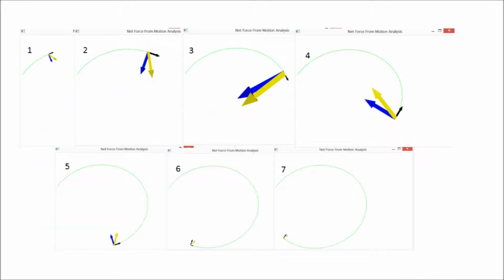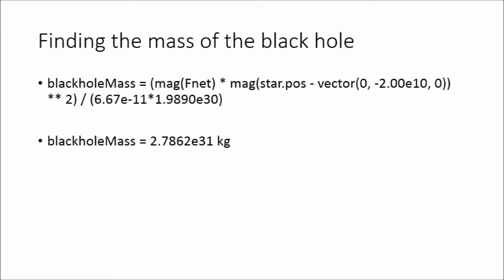As I ran the code, you see as the arrows get bigger, the forces are increasing because the distance between the star and the black hole is decreasing. Then the arrows get smaller as the star moves away from the black hole. The yellow arrow represents the net force, the blue arrow represents the perpendicular net force, and the black arrow represents the parallel net force. This is the equation from my code.